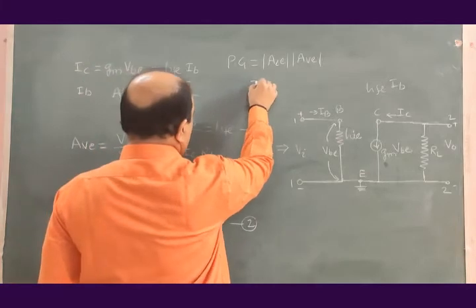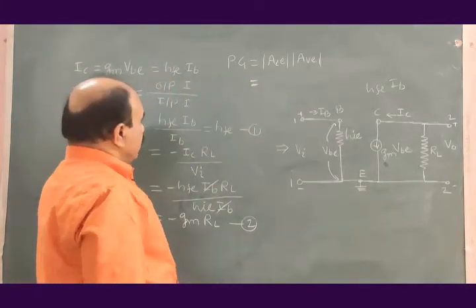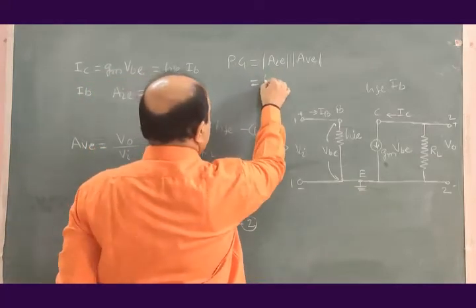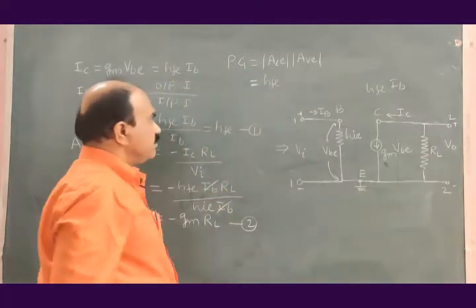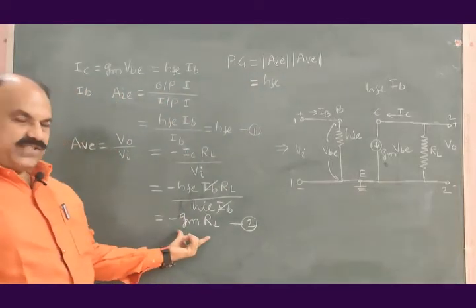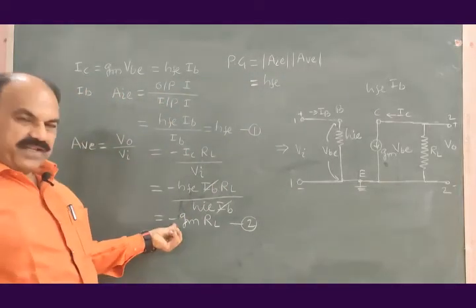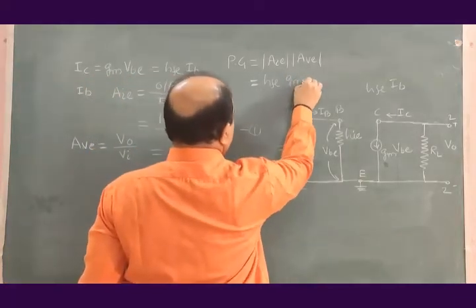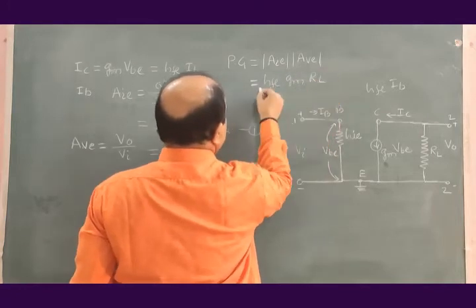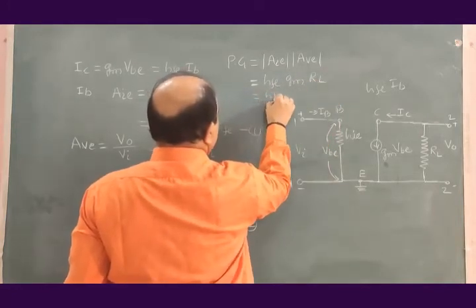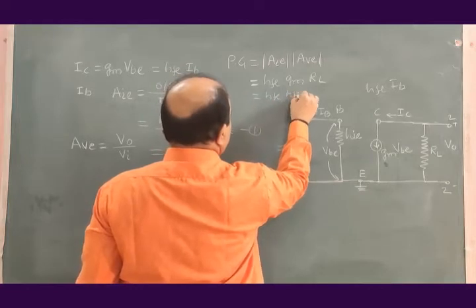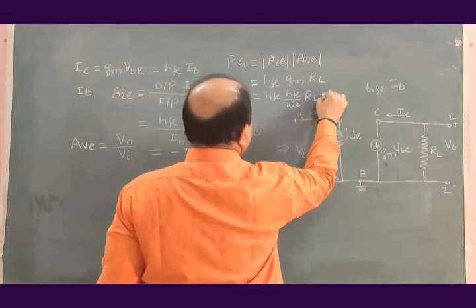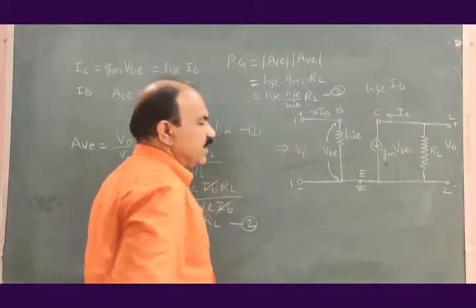This is equal to, what is current gain? HFE. Modulus of HFE is HFE into modulus of AV, GM RL. The minus will go away because of the modulus, and here you will have simply GM RL. That is nothing but HFE into HFE divided by HIE into RL, equation number 3.